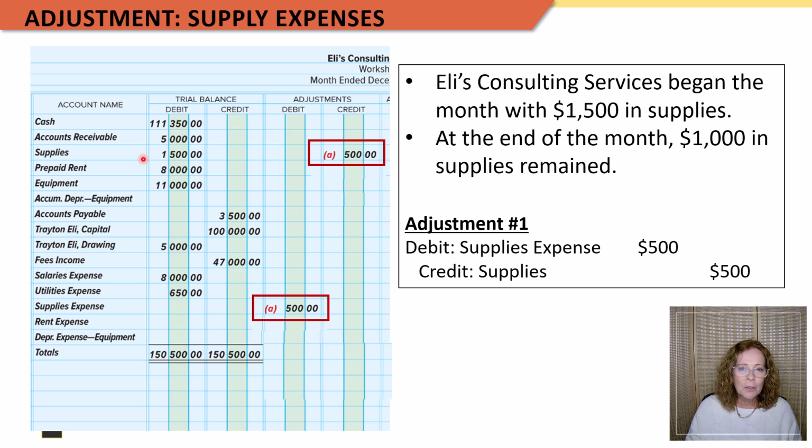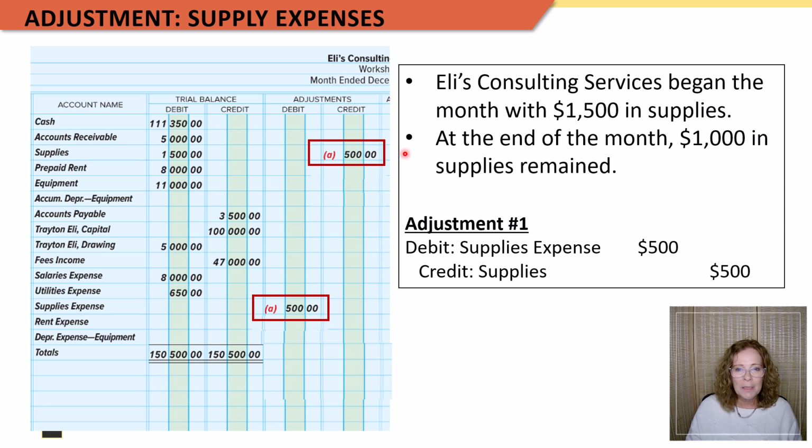For Eli's Consulting, we learned that at the end of the month, $1,000 worth of supplies are remaining, which means that Eli's Consulting used up $500. When accountants say something was used up, it means that it is now an expense and no longer an asset. So how do we record the usage of the supplies? We need to transfer $500 out of the supply account to supplies expenses.